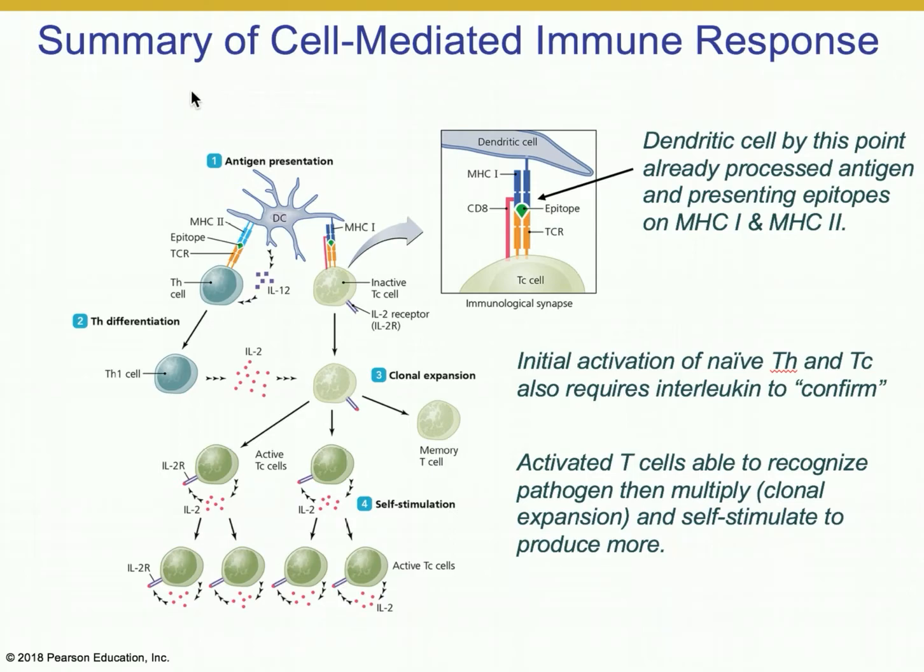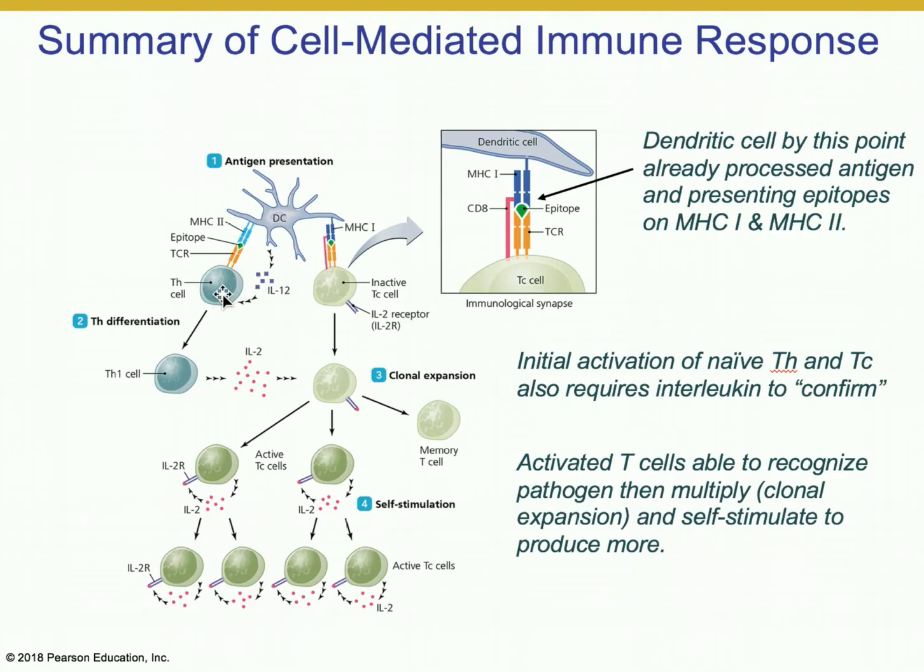A summary then of the cell-mediated immune response, beginning with phagocytosis and antigen presentation by a dendritic cell. We can see here it's not showing the processing, but the end result is some of those epitopes are loaded and presented on MHC1 molecules and others on MHC2. And you'll see that depending upon the T cell, some of those will interact with either the MHC1 or MHC2.